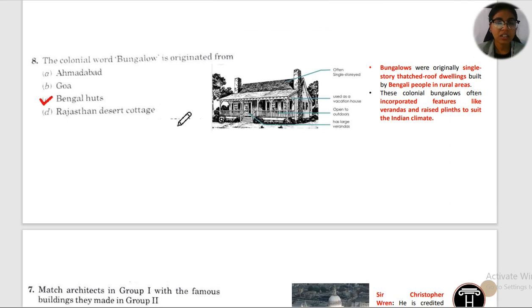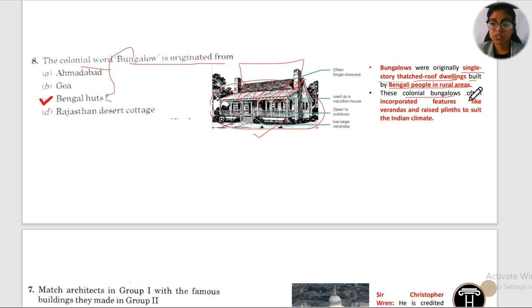Next we have, the colonial word bungalow is originated from. So the word bungalow is basically originated from the Bengal hut, as you can see in this image. So what are bungalows? Talking about its architectural features, they are single story. They are not double story. They are single story thatched roof dwellings. When you talk about the roofing, it is a thatched roof dwelling built by Bengali people in rural areas.